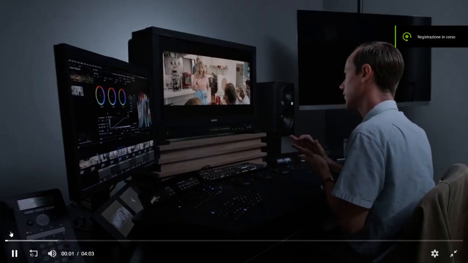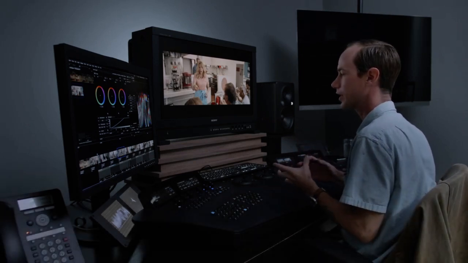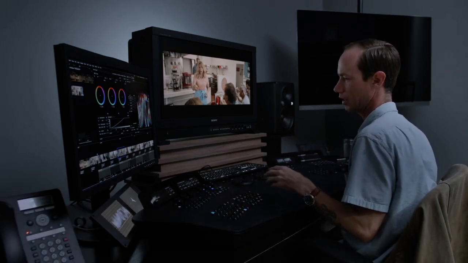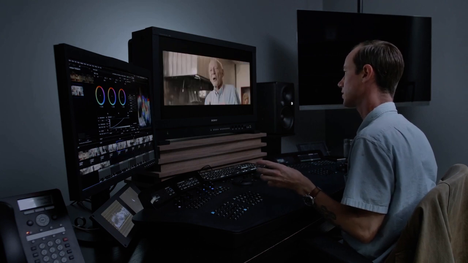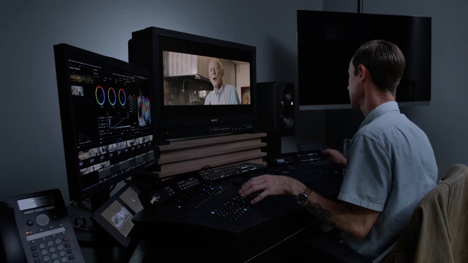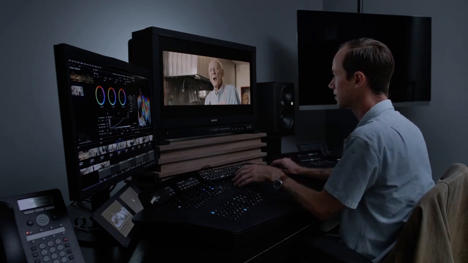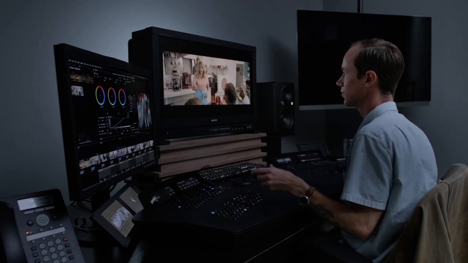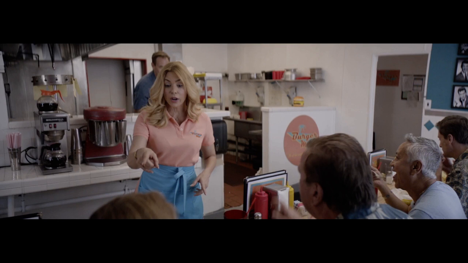All right, so as we finish up our balance, it's time to start looking at how we're going to build a look. One of the things I like to do in this stage is pick out a few frames that I like that represent some fun colors that we're going to get to. That might be a wide, that might be a portrait.